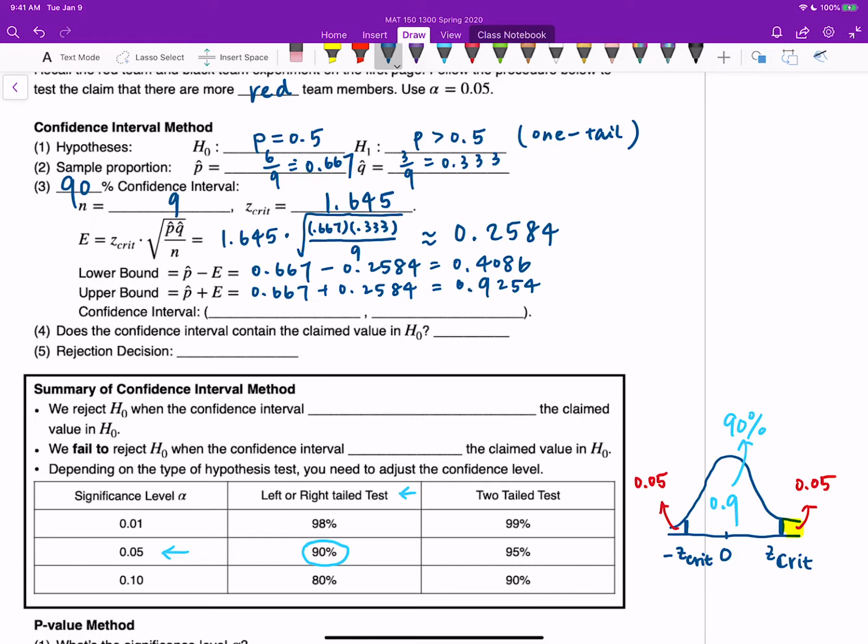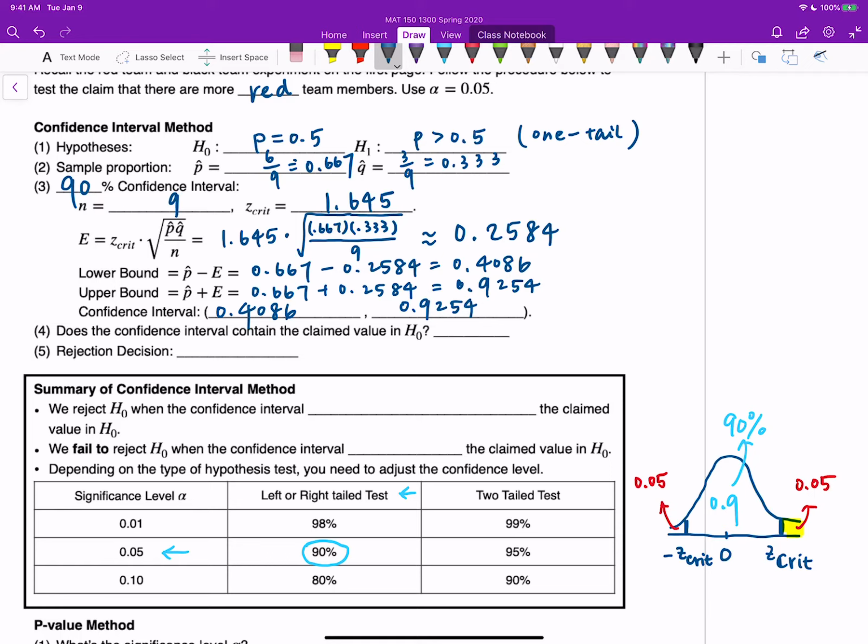It's a pretty wide confidence interval, I would say, because our margin of error is about 26%. And that's because our sample size is really small. So we have a very large variation in our confidence interval. Let's put those two numbers together. Lower bound 0.4086, upper bound 0.9254. What that means is that according to our estimate, the true proportion of red cards in that standard deck of cards is between about 41% and 93%. That's a pretty huge interval.